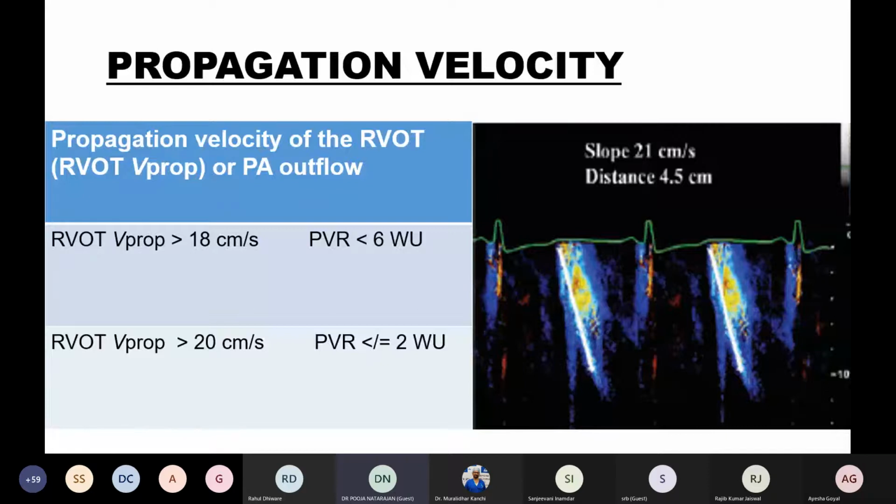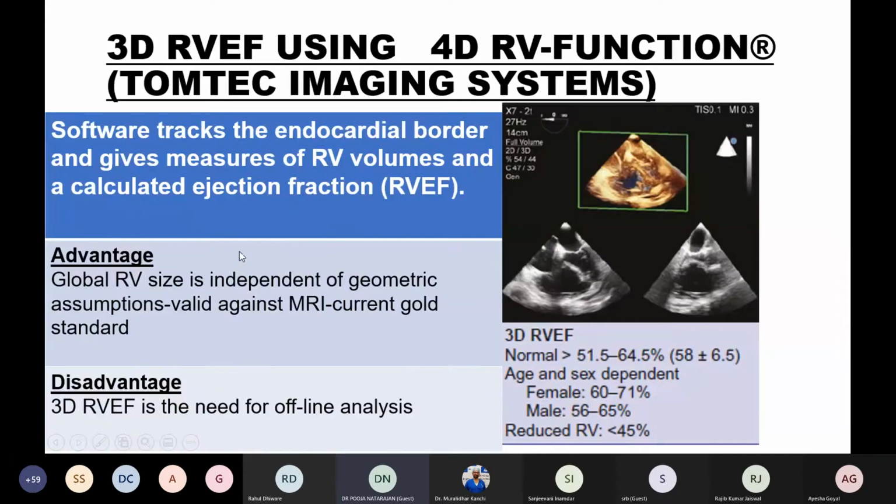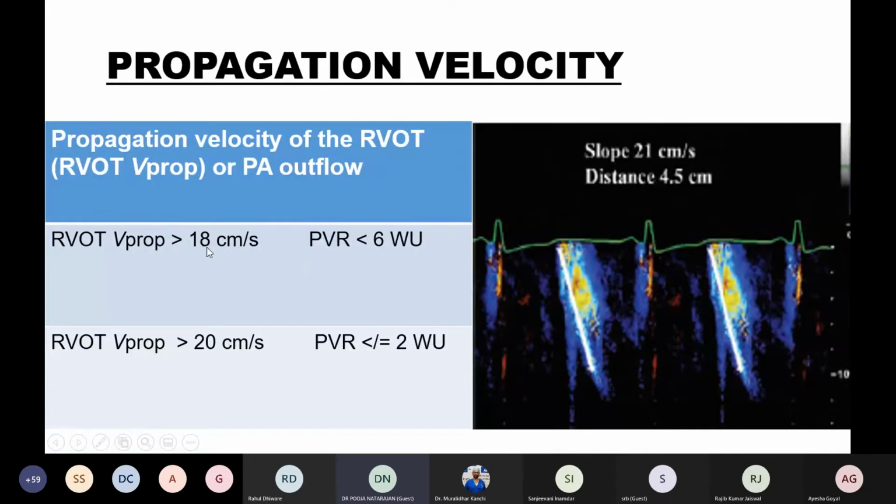Next is the propagation velocity. So how do we calculate this? So we put the Doppler, and then we look at the flows. So anything around 4 centimeter entering into the RV, we look at the flows, and then anything which is more than 18 centimeter, we consider the PVR as 6, and more than 20 centimeter we consider as less than 2 Wood unit.